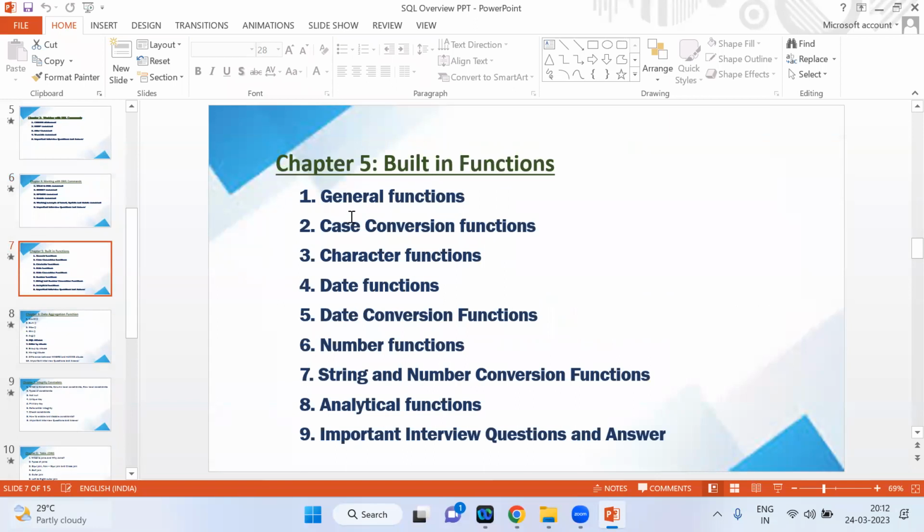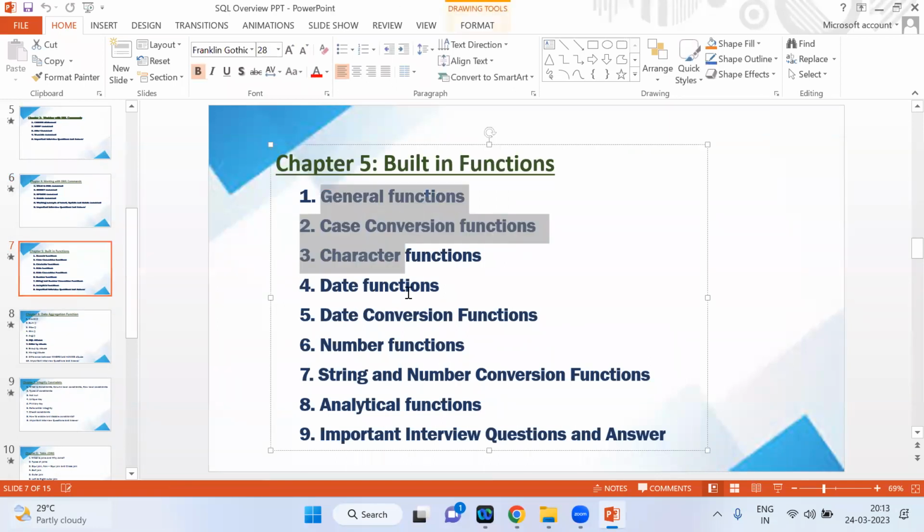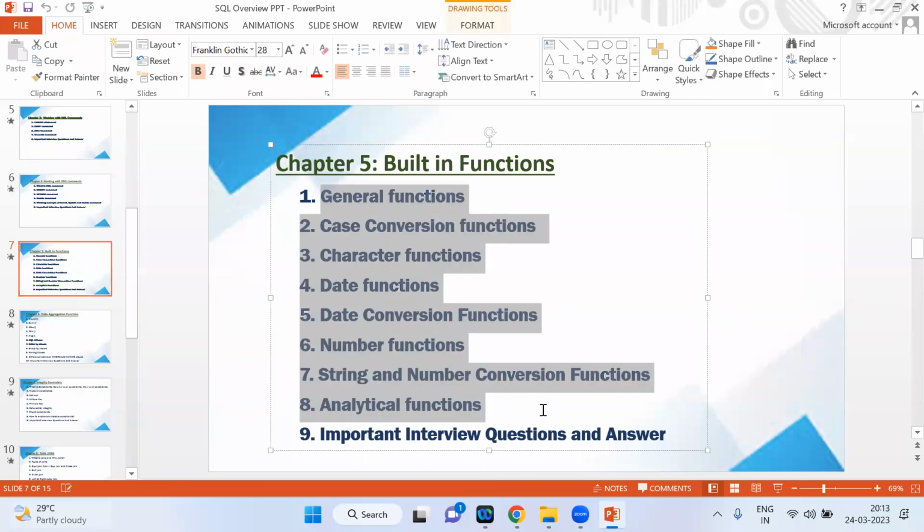Then functions are very important for your interview. General function, case conversion function, character functions, date conversion functions, number functions, string and number conversion function, analytical function. One by one, we'll see in the regular classes.